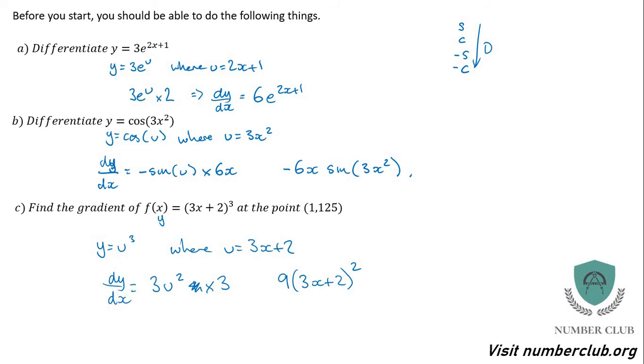Now we're finding the gradient at the point (1, 125), and so at x equals 1, dy by dx will equal 9 lots of 3 times 1 plus 2, which is 5 squared, and so you get 9 times 25, which is 225. Okay, you should be comfortable with those before you can really move on to the product rule.